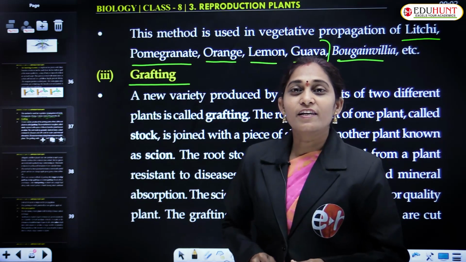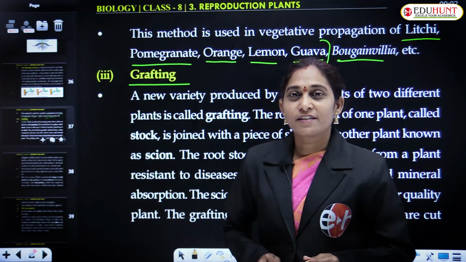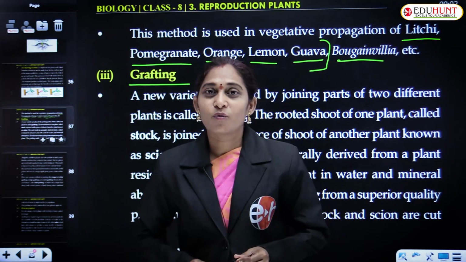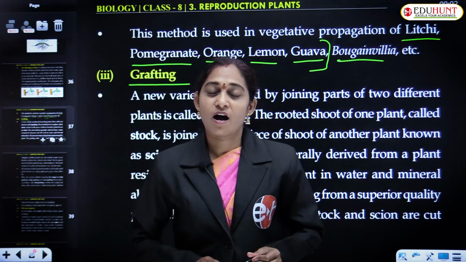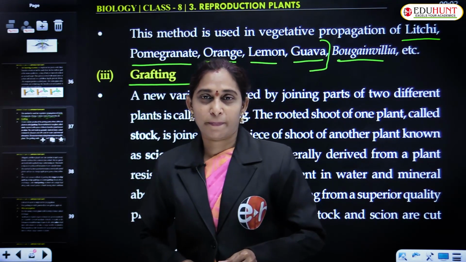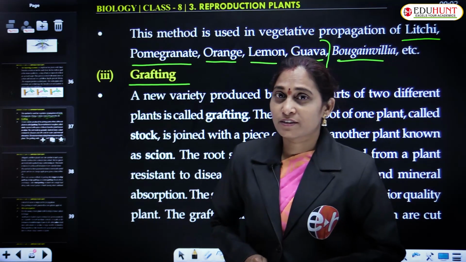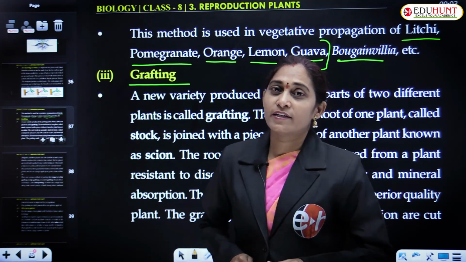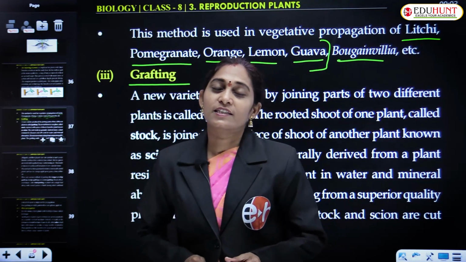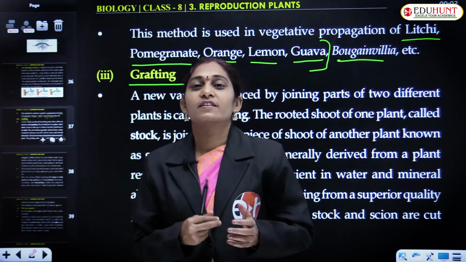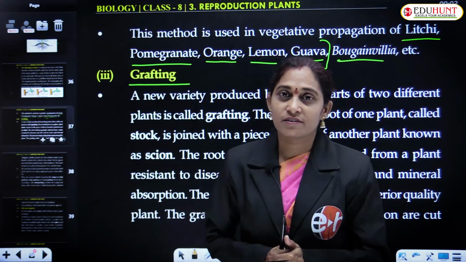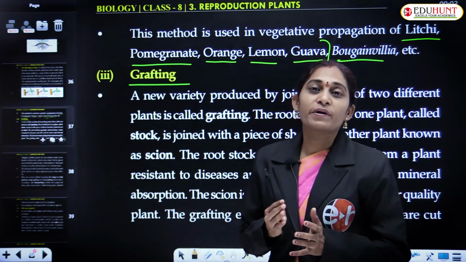We have learned about various strategies of how plants reproduce, how plants multiply. We have also seen natural methods, and now we enter into the details of the artificial methods through which we propagate plants.